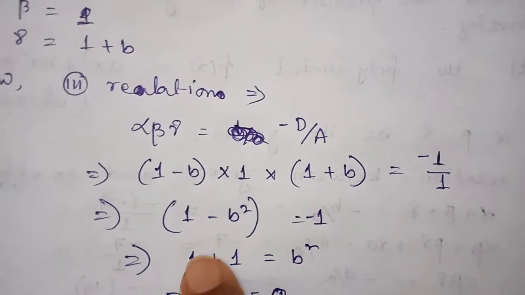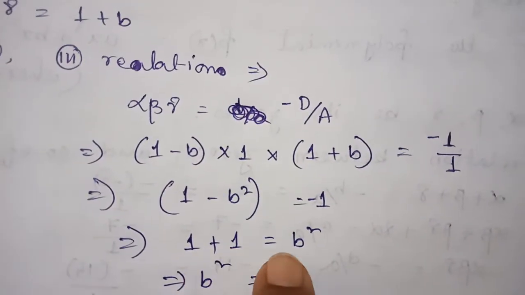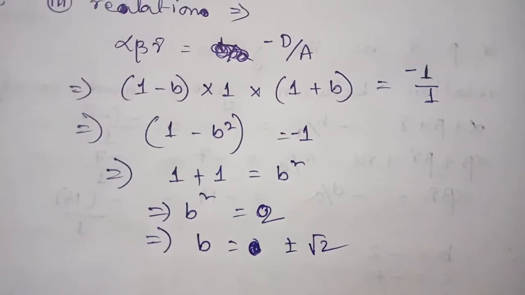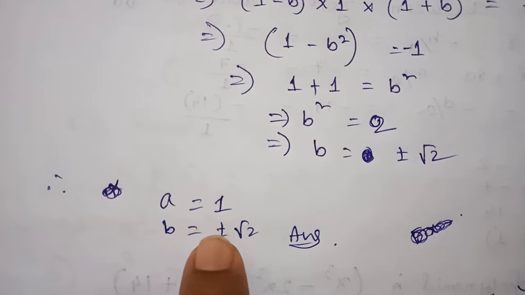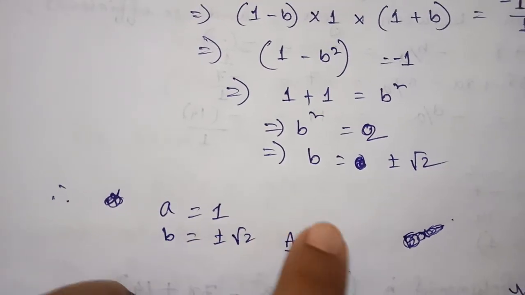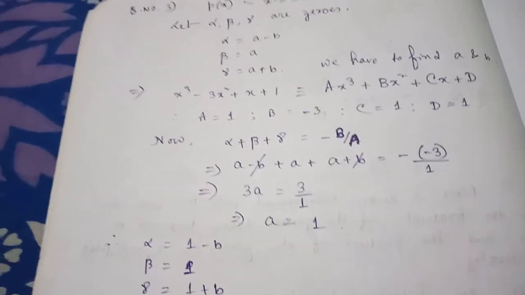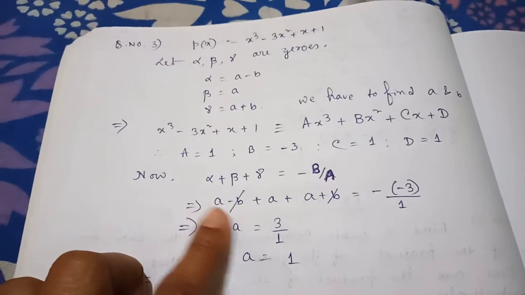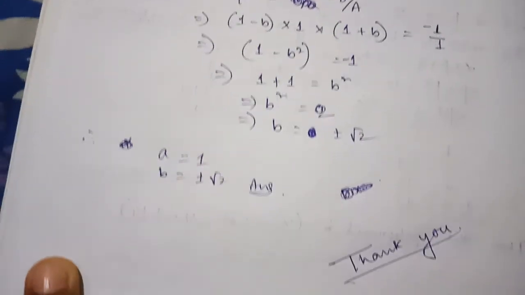Taking minus 1 to the left hand side and b square to the right hand side, we get 2 equals b square, so b square equals 2, meaning b equals plus or minus root 2. Therefore a equals 1 and b equals plus or minus root 2, and this is the answer. Students, I hope you have got these two questions and the questions from exercise 2.3 as well. So this is all about today's session and thank you.